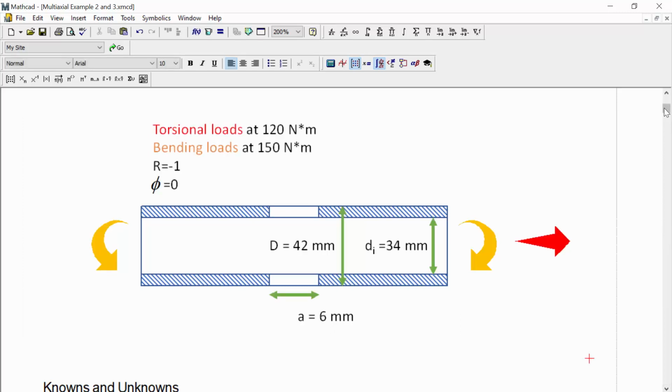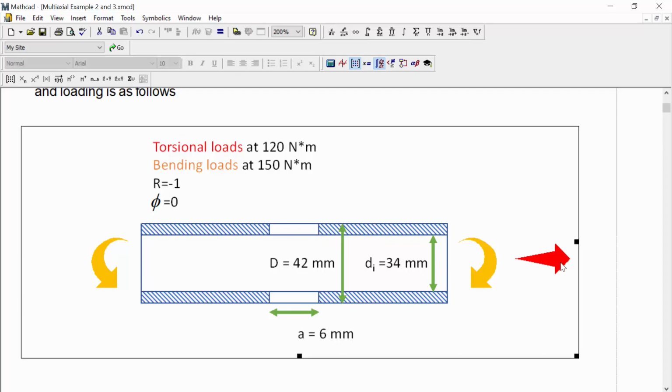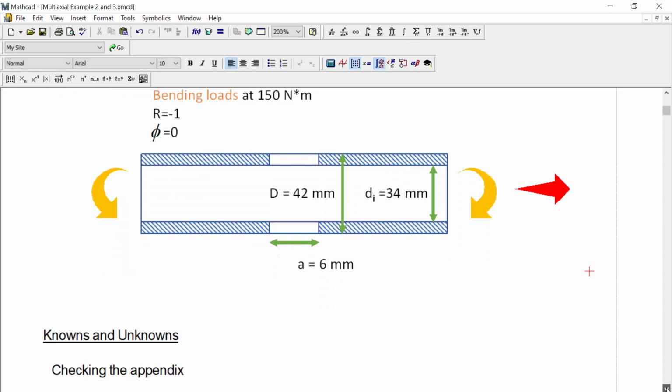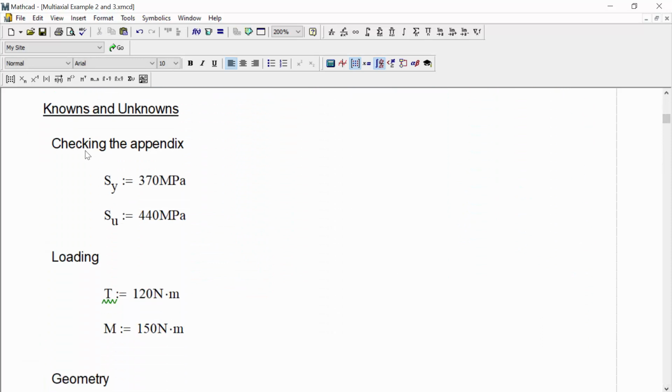Now that we've analyzed this problem, we can see that there are a lot of complicating factors here. We've got, in essence, a notch in the structure. We have multi-axial loading where we have both torsion and bending. It's in phase, it's fully reversed, so we've got some work to do. Let's start with breaking out what our knowns and unknowns are.